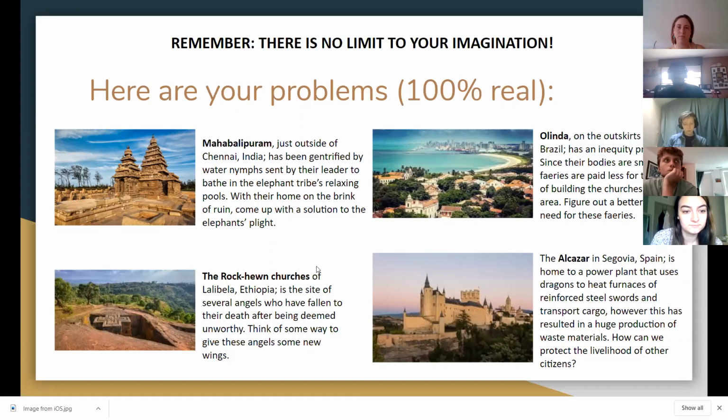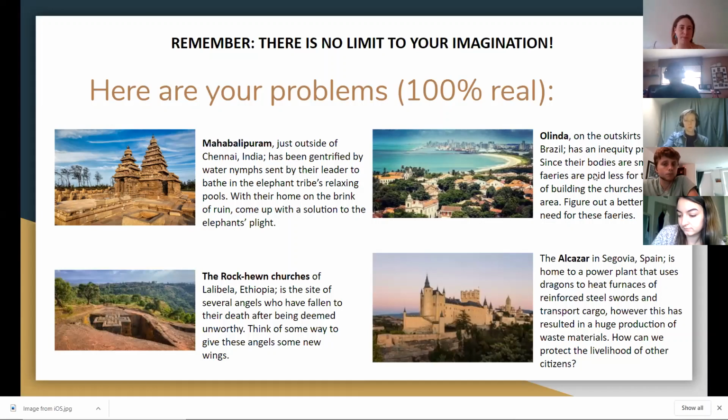Group two will have the rock-hewn churches of Lalibela, these angels need some new wings. The third group will have Olinda, on the outskirts of Recife, Brazil, which has an inequity problem. Since their bodies are smaller, fairies are paid less for the labor of building the churches in the area. Figure out a better societal need for these fairies.